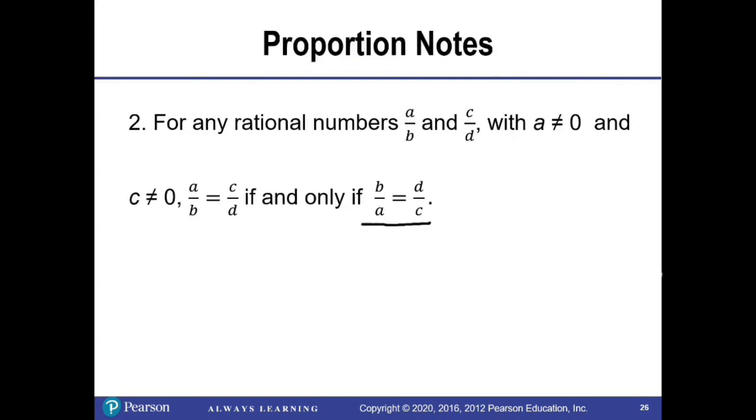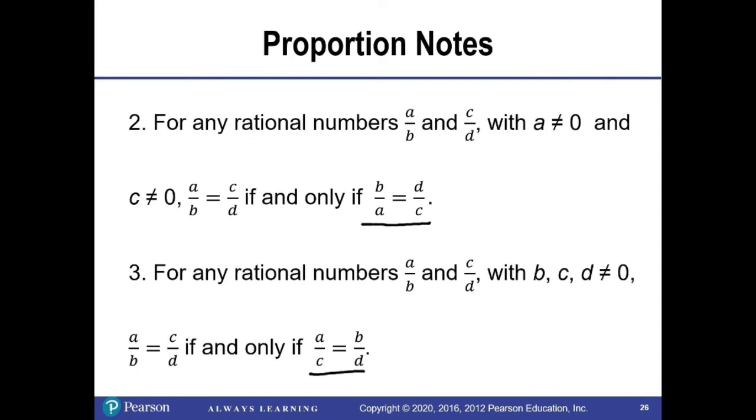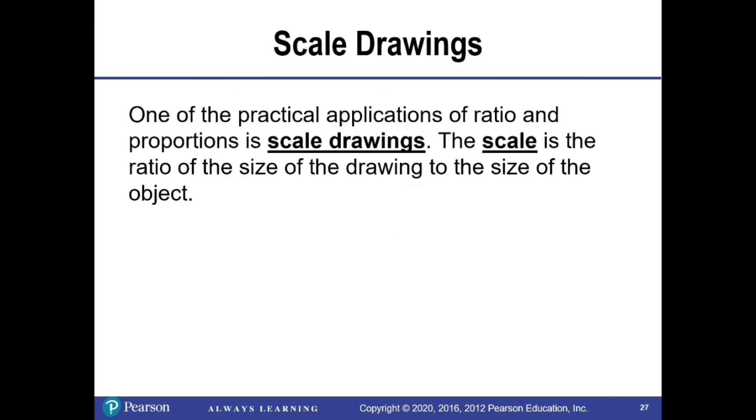Here are a couple of other facts about our proportions. A over B equals C over D if and only if reciprocals are equal. Also, A over B equals C over D if and only if A over C equals B over D. One application of ratios and proportions is our scale drawings. The scale is the ratio of the size of the drawing to the size of the object.